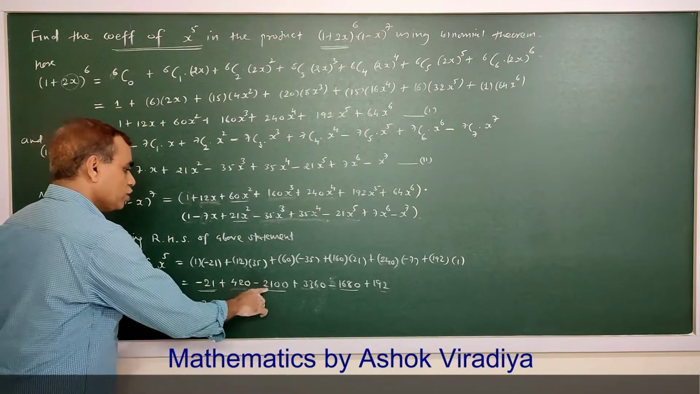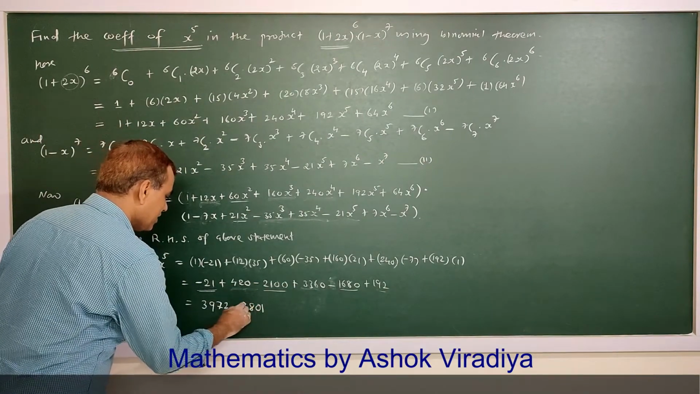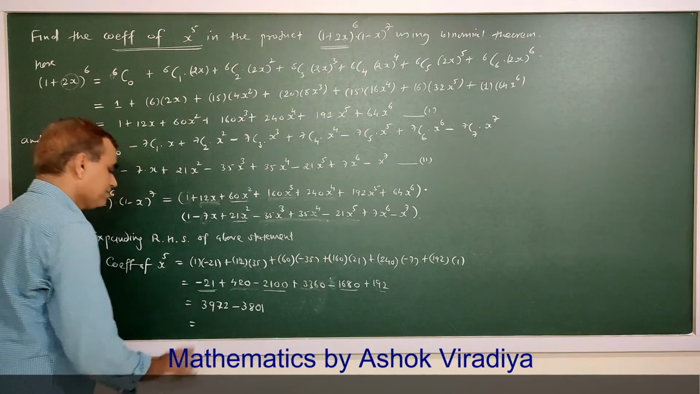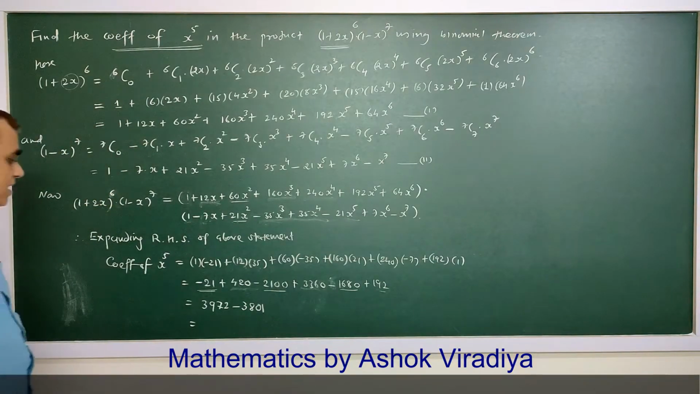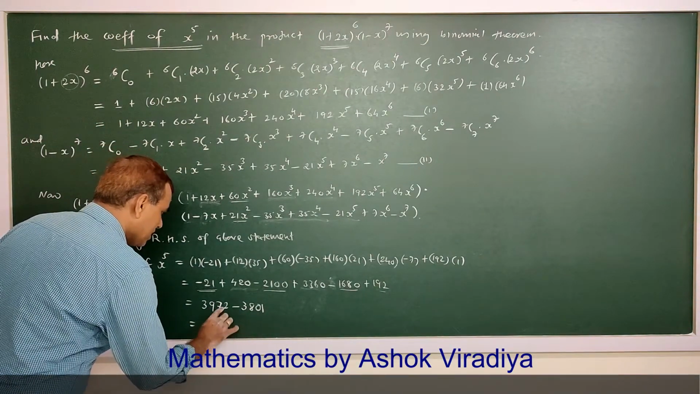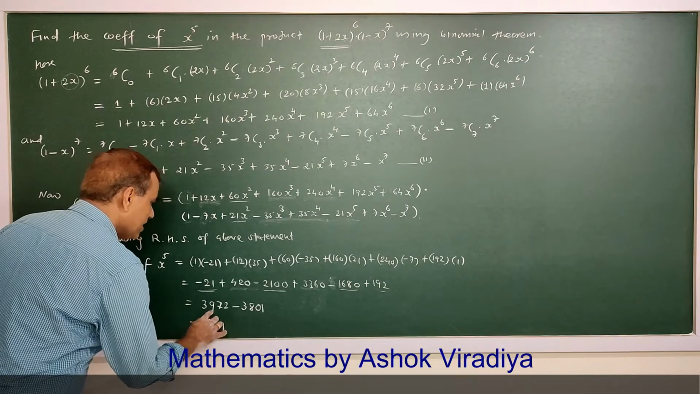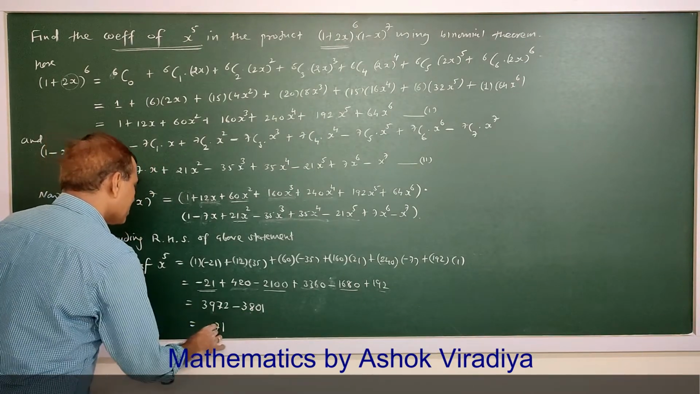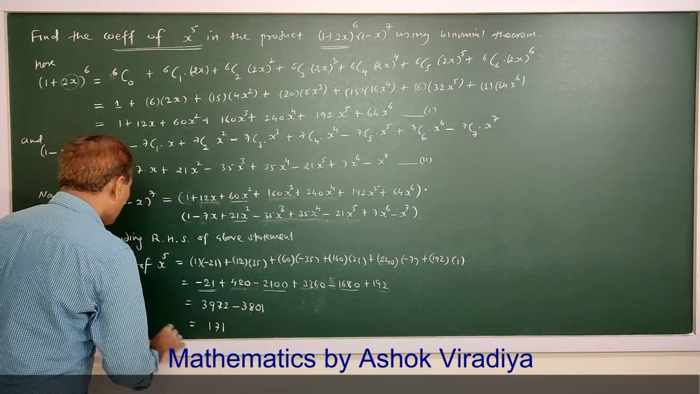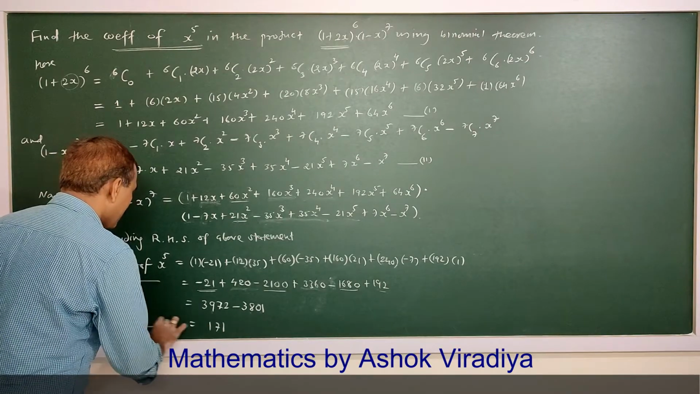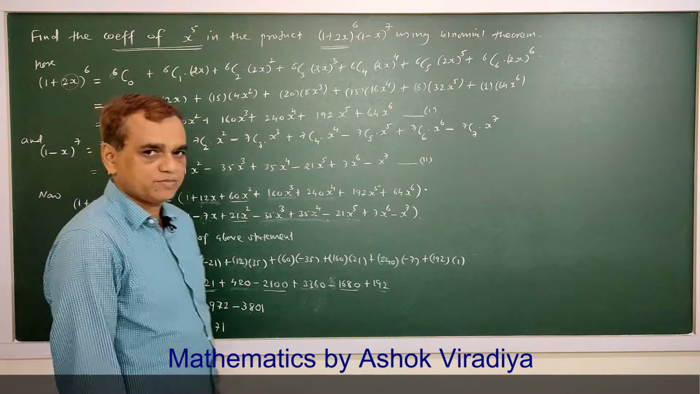And then 2 plus 1, 3. 3801. So this is 2 minus 1 is 1, 7 minus 0 is 7, 9 minus 8 is 1. So 171. This is the coefficient of x raised to 5.